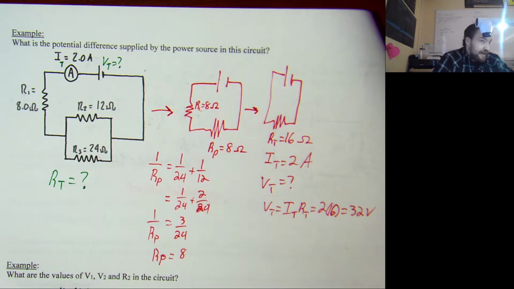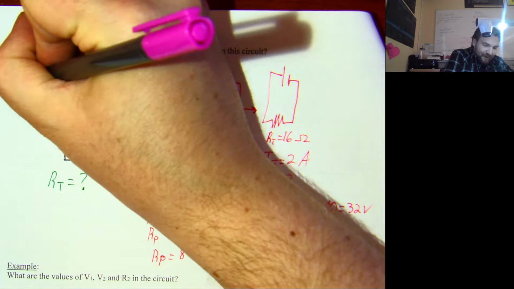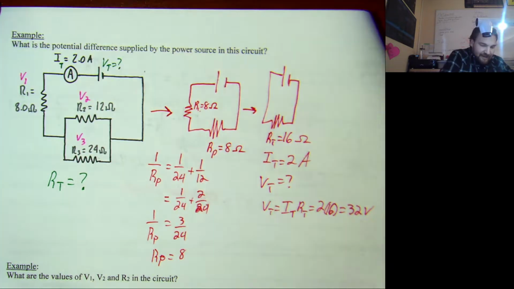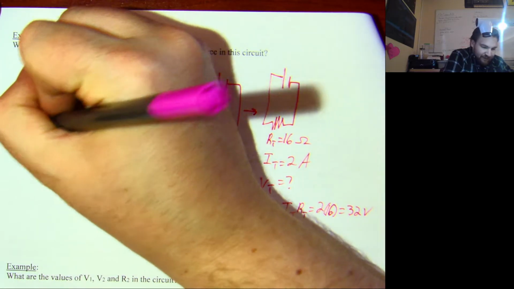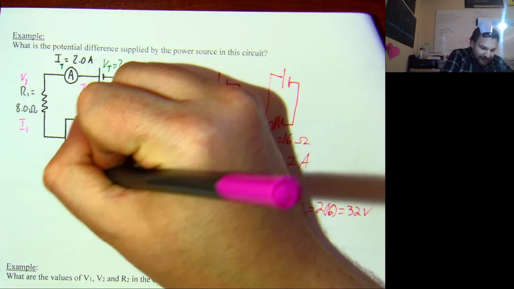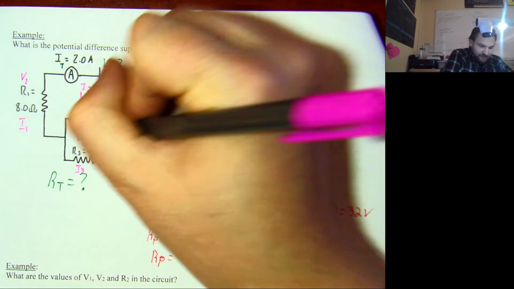Comments, questions, concerns about anything that just happened? Because we're going to take it further. Why not? I want to know everything now. What is V1? What is V2? What is V3? And I want to know I1, I2, and I3. What are these values?